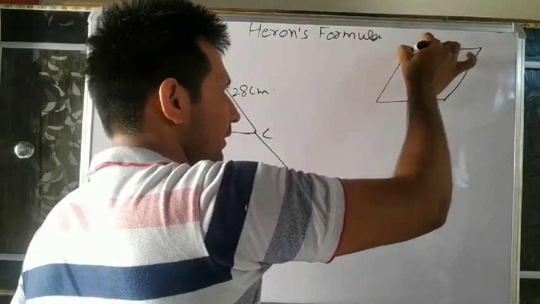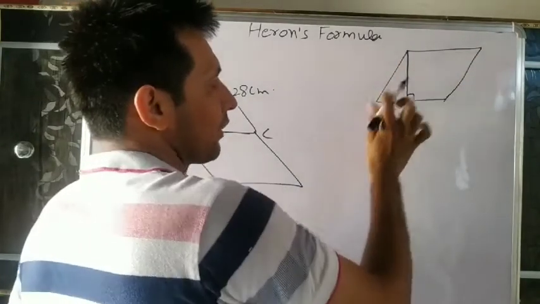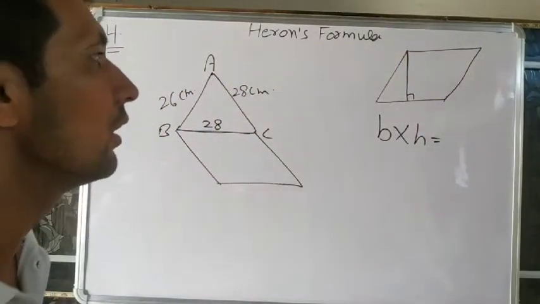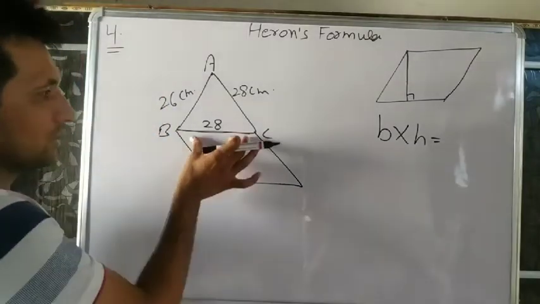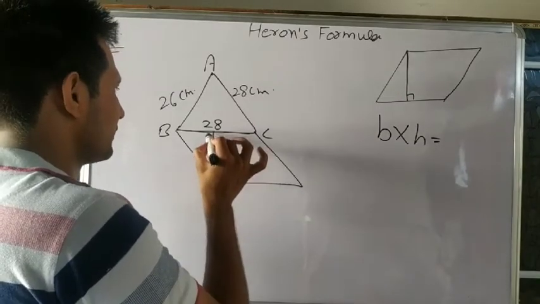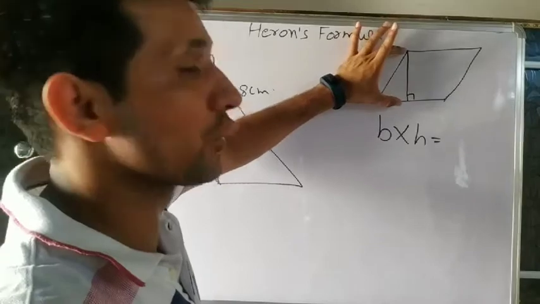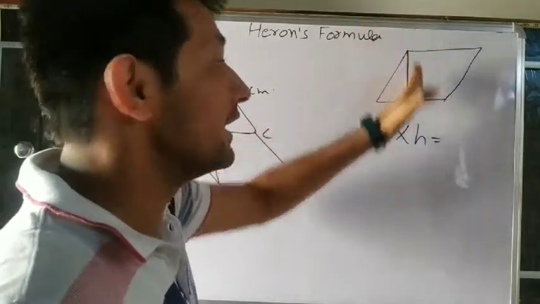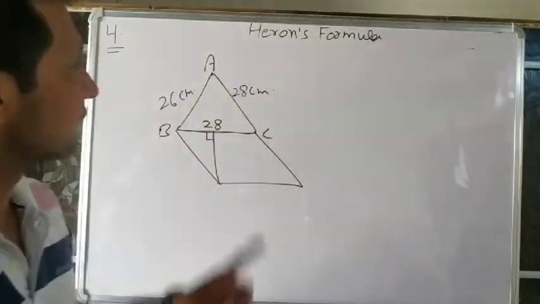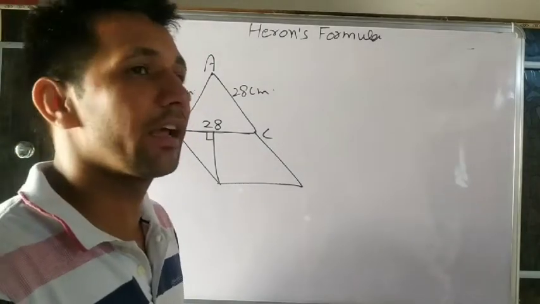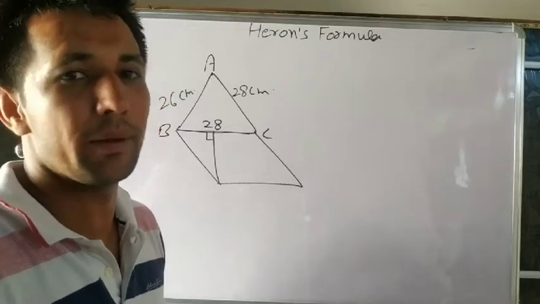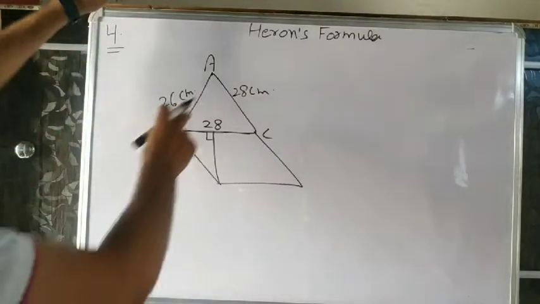So height means we will draw like this one, 90 degree. And the area of a parallelogram, base into height, is always the area of a parallelogram. So it is the base, and we want to find the height. Suppose it is the height, we will draw from here 90 degree, because height is always the shortest distance between two lines, 90 degree. Understand? One more thing is given: the area of the parallelogram and the area of the triangle are the same. So first we will find the area of the triangle, and it is also the area of the parallelogram.